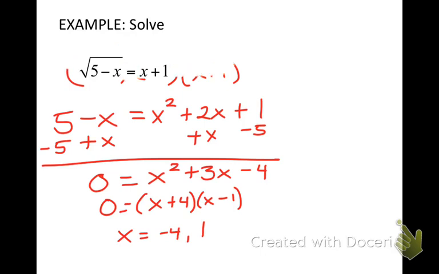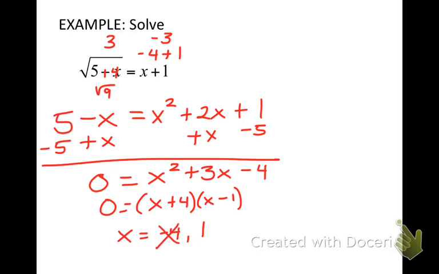So if I plug in negative 4, well, right away I see if I put negative 4 on the right side, negative 4 plus 1 results in a negative 3. Is there any way that my square root's going to end up being a negative? No. So right away I know that that's going to be my extraneous. If I did plug it in over on the left, 5 minus a negative 4 would be 5 plus 4, which would be the square root of 9, which is 3. And 3 does not equal negative 3. So that one does not work.